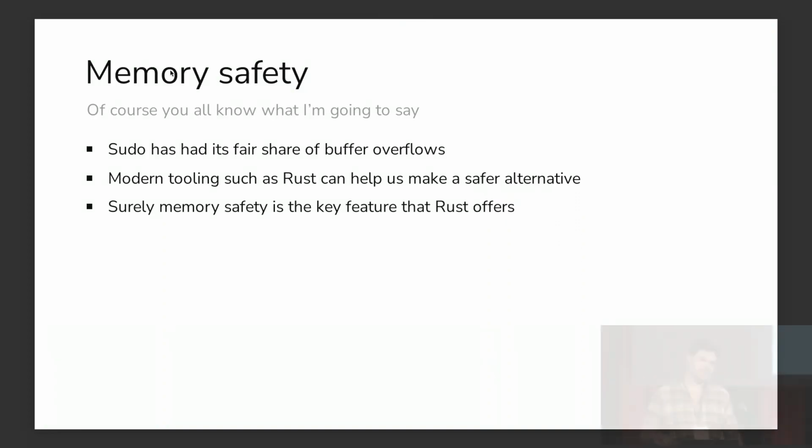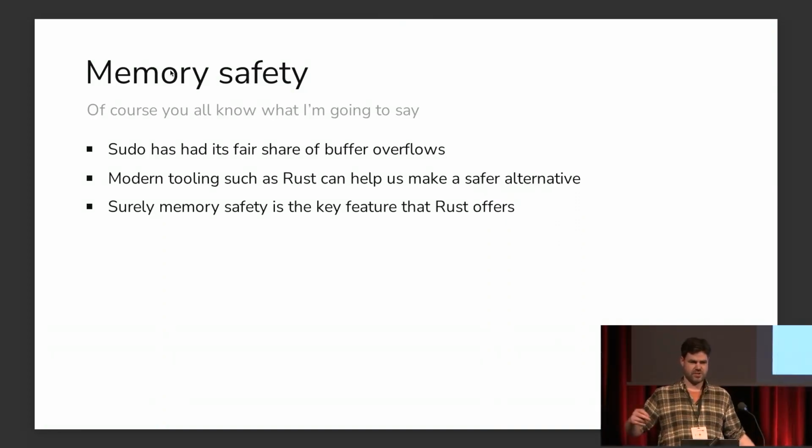Of course, the thing that I should be talking about, because this is Rust after all, is that Sudo has had its fair share of buffer overflows, and modern tools such as Rust help make all that stuff a lot better. And surely the memory safety thing would be the key reason here to re-implement that. For the ISRG, this is definitely the case. But as we are re-implementing it anyway, there's more stuff to Sudo.